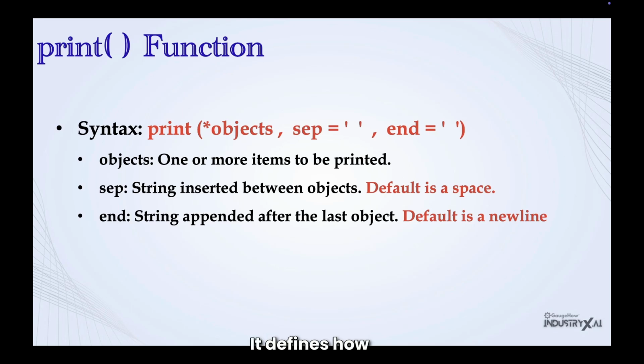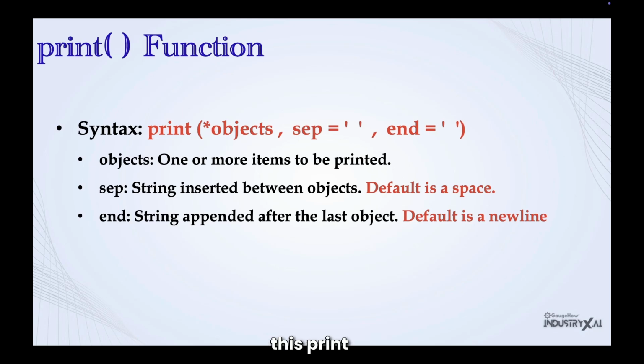It defines how the final data is printed at the end of your statement based on the value provided over here. So here the string is appended after the last object and the default value is the new line. That means once you print the data, then a new line will be created and the next data will be printed on the new line.